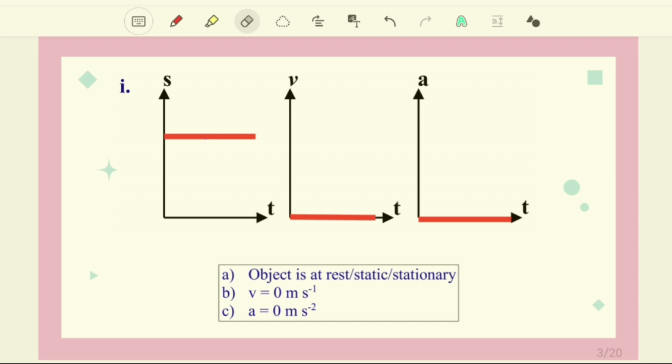As we know, for the graph S against T, the gradient of the graph will give you the value of the velocity. For the graph V against T, the gradient of the graph will give you the value of the acceleration. Okay, so now let's look at the motion of the graph.